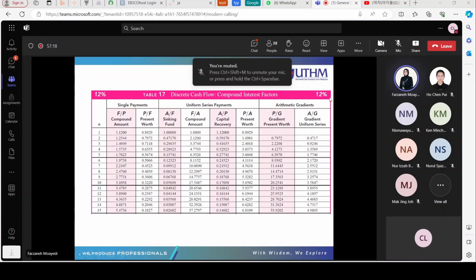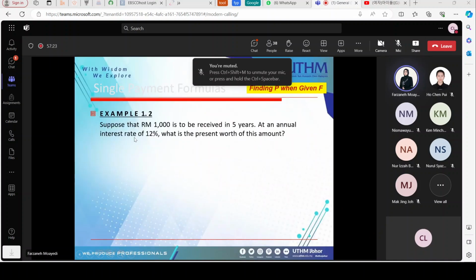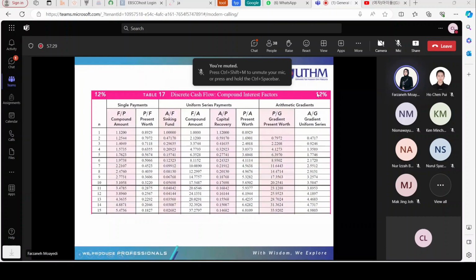So the most important thing first is to make sure that you are on the right percentage. The question gave us that the interest rate is 12%. So the first thing is to go and find the table which is for 12%. That's the first step. Secondly, we have 3 main columns here. The first one is for single payment. The second one is for uniform series payment. And then completely ignore the third column. This is not something that you want to be looking at. So what we are going to look at is the first 2 columns and then these 4 columns.